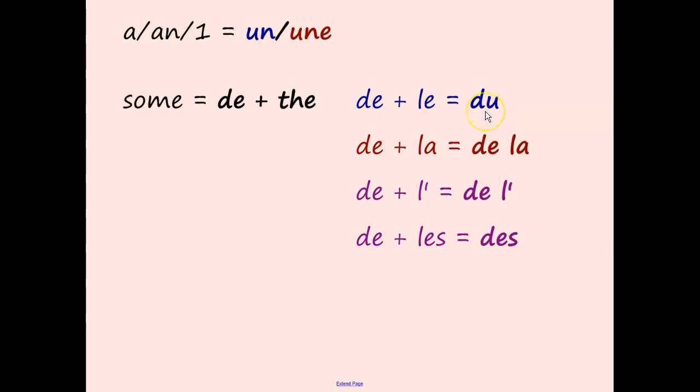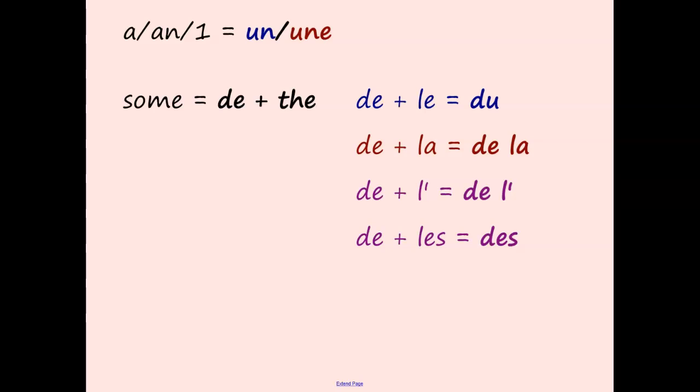So du pamplemousse is something less than one whole grapefruit. De la banane is part of a banana, but not the entire thing. De l'œuf is part of an egg, but not the entire thing. Whereas des is the plural, so it means more than one.